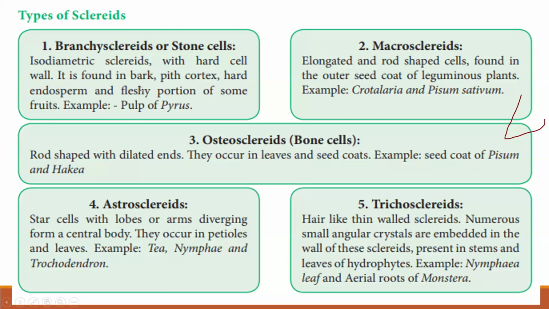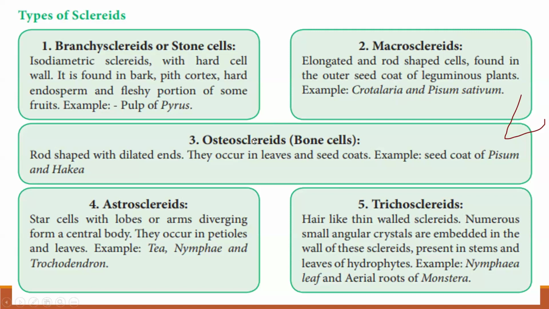They are found in the bark, pith, cortex, hard endosperm, and the flesh of some fruits. The first one is the brachysclerites, the stone cells. The shape is isodiametric with a hard cell wall, and generally it is found in bark, cortex, hard endosperm, and portions of some fruits. They are found in outer parts of plants. Examples are Crotalaria and Pisum sativum.